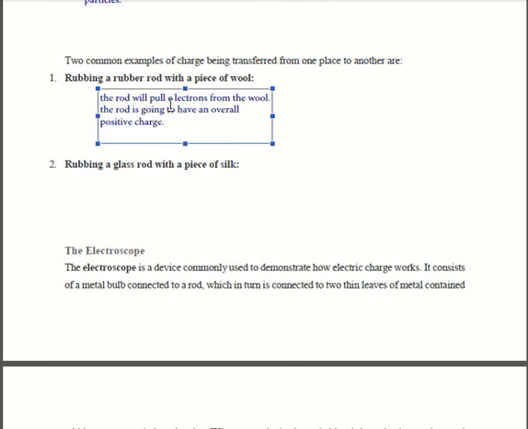And if the rod lost... nope, that's not right, and I can't rewind, so I'm sorry about that. So the rod pulled the electrons from the wool, so the rod is going to have a negative charge. It pulled those extra electrons, which means the wool, having lost some electrons, is going to have an overall positive charge.